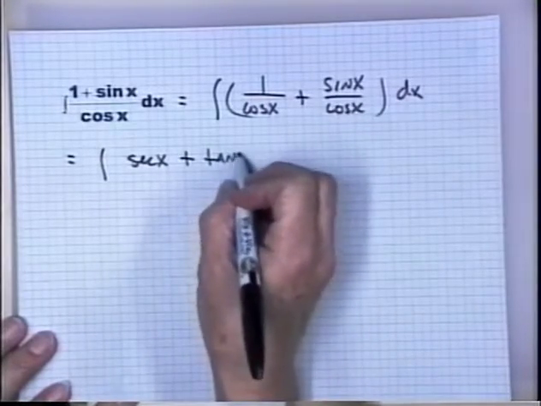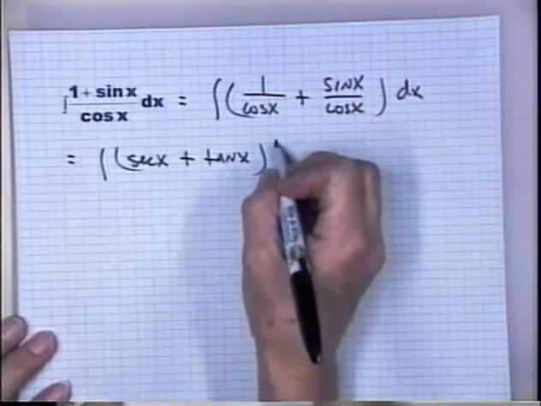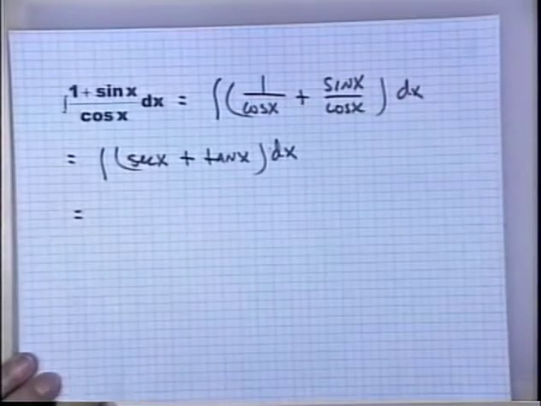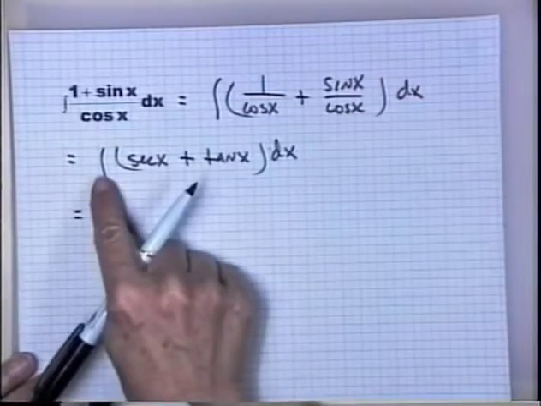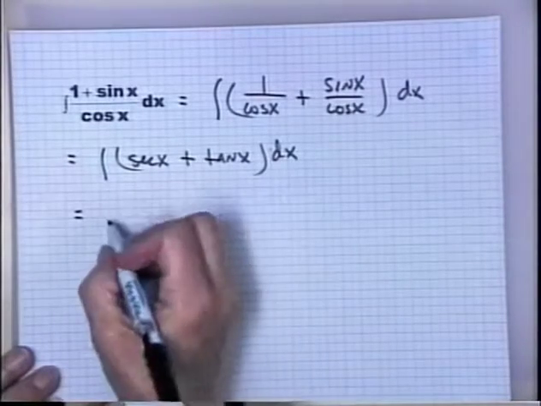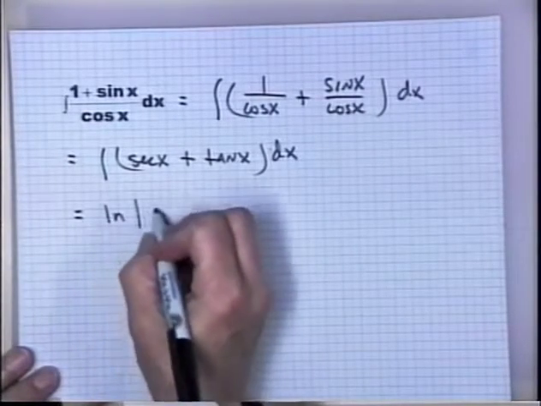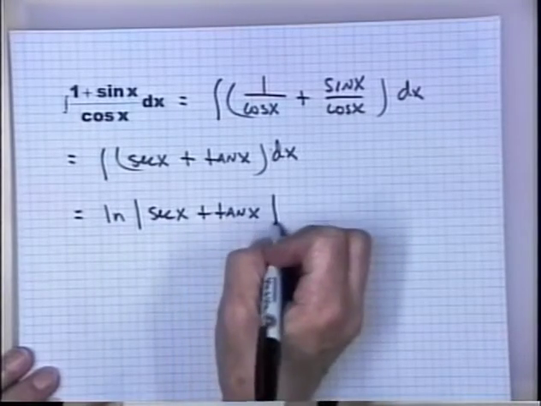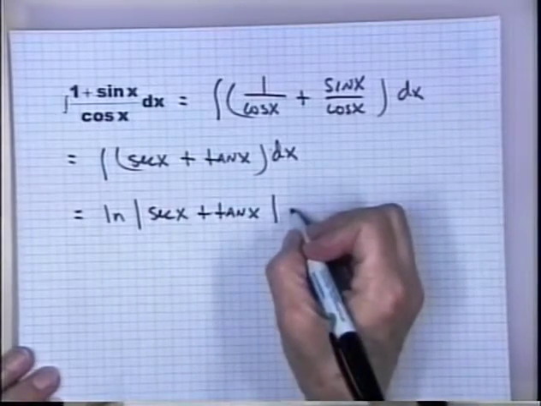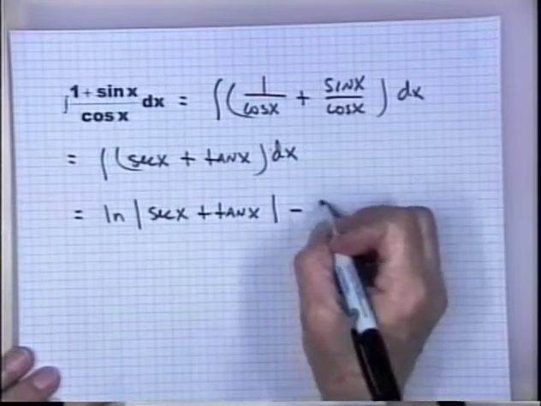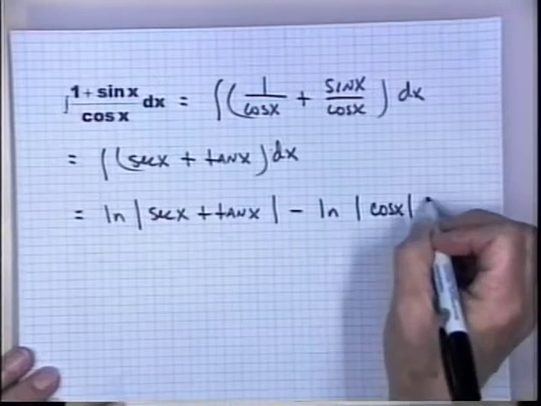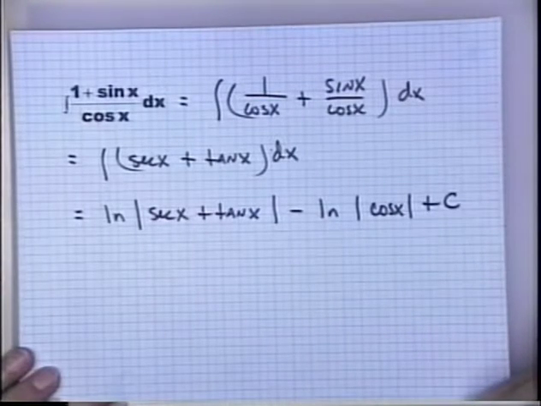Well, that's tangent. The reason I'm doing that is because now we have a rule for all 6 of our trig functions. If you haven't memorized those, you need to do so. The antiderivative of secant x is the log of the absolute value of secant x plus tangent x. And the integral of tangent x is minus the log of the absolute value of the cosine of x. And then you can put on your plus c.